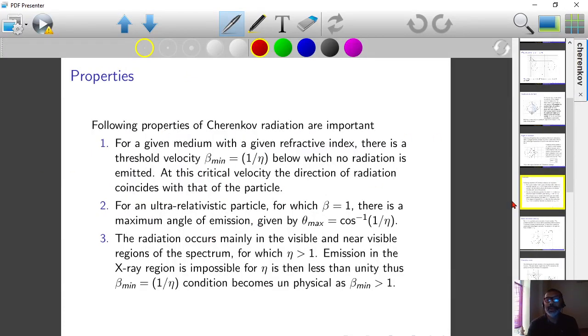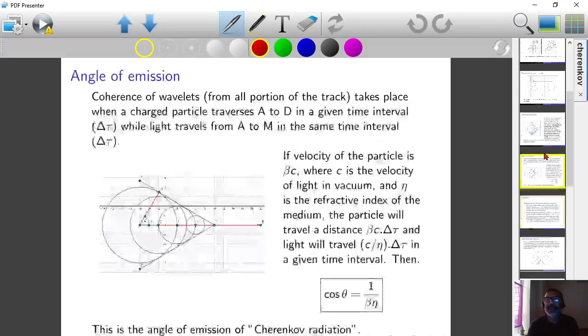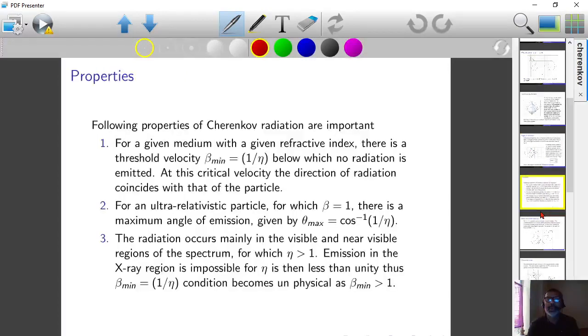There are three properties that we can straight away infer from this relation. Number one, there is a minimum value of beta, which is 1/eta, obtained when cos theta equals 1. In the ultra-relativistic limit, we can have maximum velocity of the charged particle when beta equals 1, then theta max equals cos inverse of 1/eta. That is property number 2.